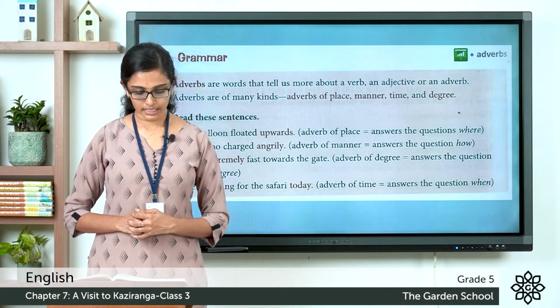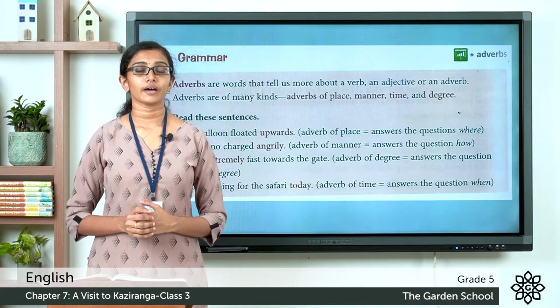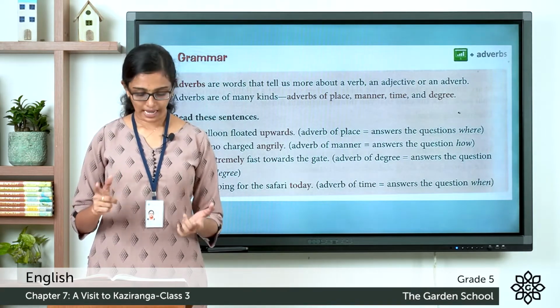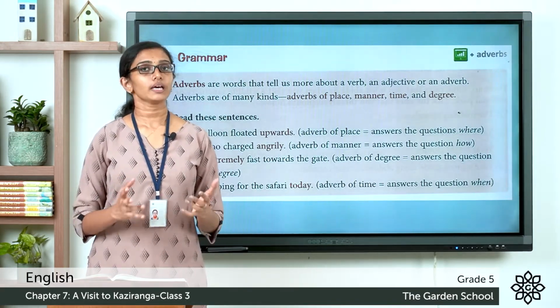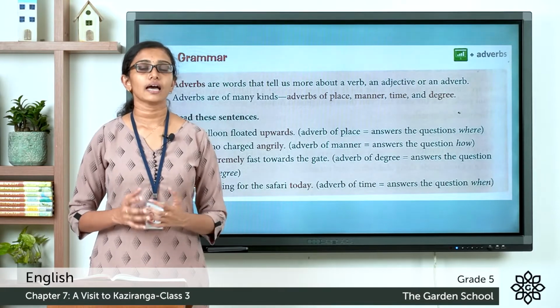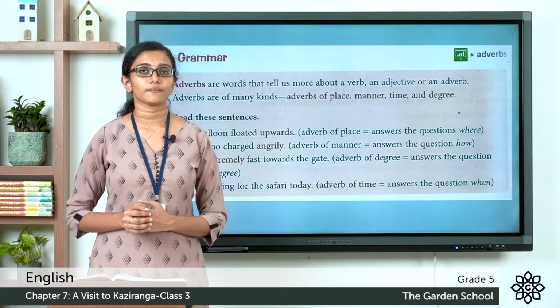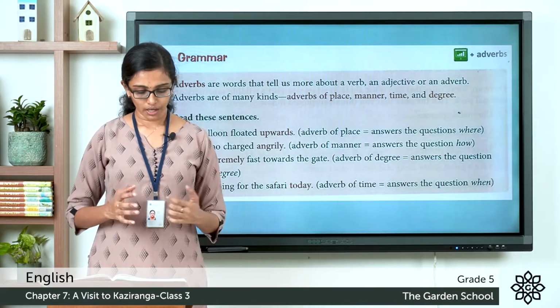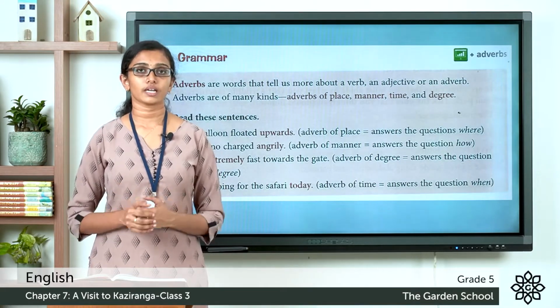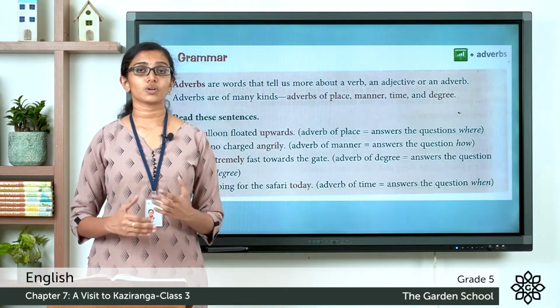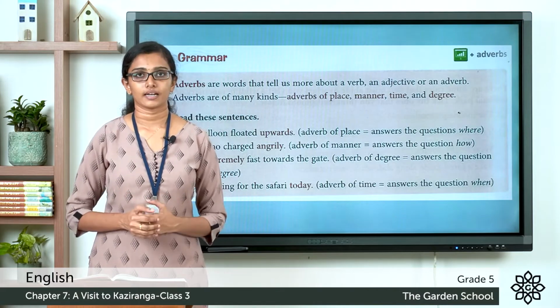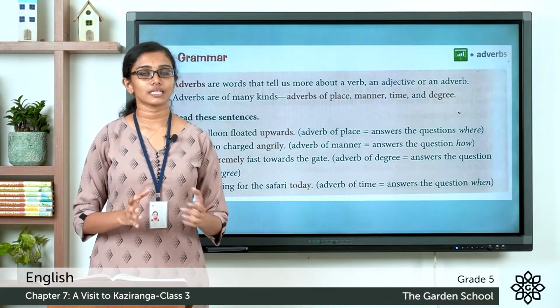Now the next one is adverb of time and an adverb of time answers the question when. When an action or when a verb is happening, when the action was done. So an example is we are going for the safari today. The word today specifies or it answers the question when. So that is an adverb of time.